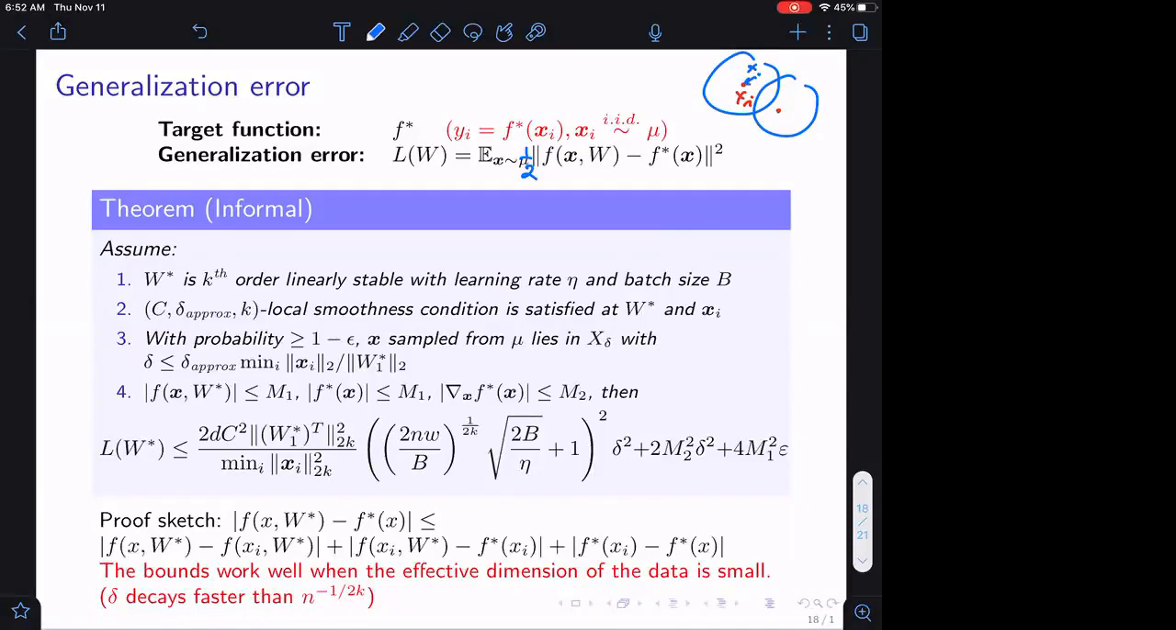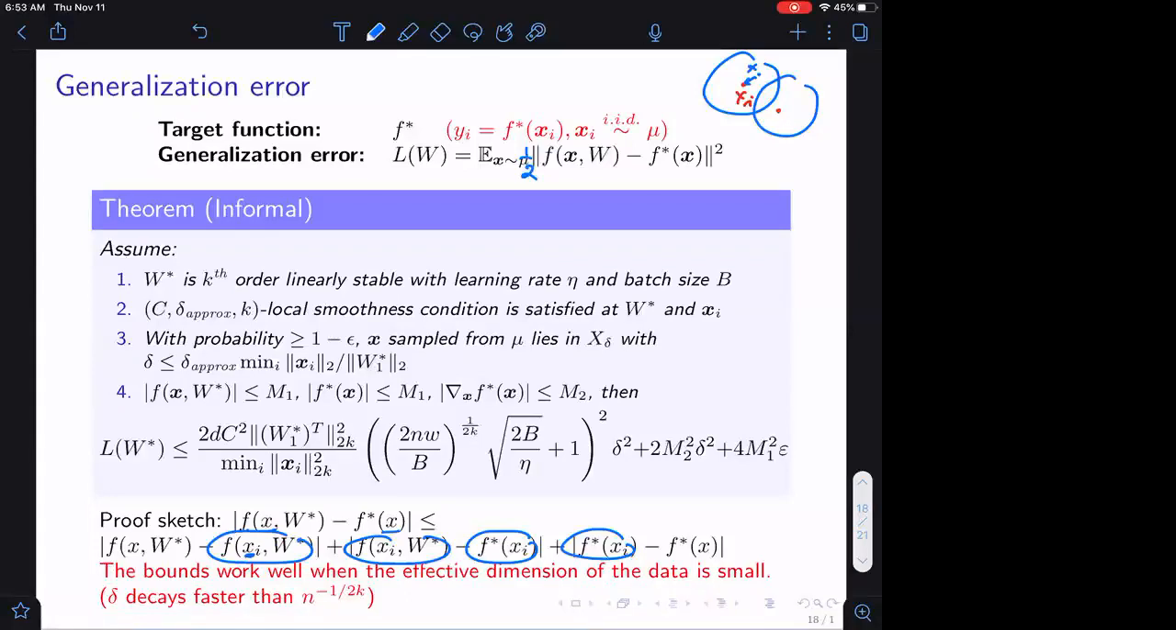Then the triangle inequality is applied. I transfer the difference in x between my model function and the target function by squeezing in the xi term. I do the triangle inequality based on these xi's. Essentially, I plug in this term and subtract this term, plug in that term and subtract that term, add a term and minus a term.